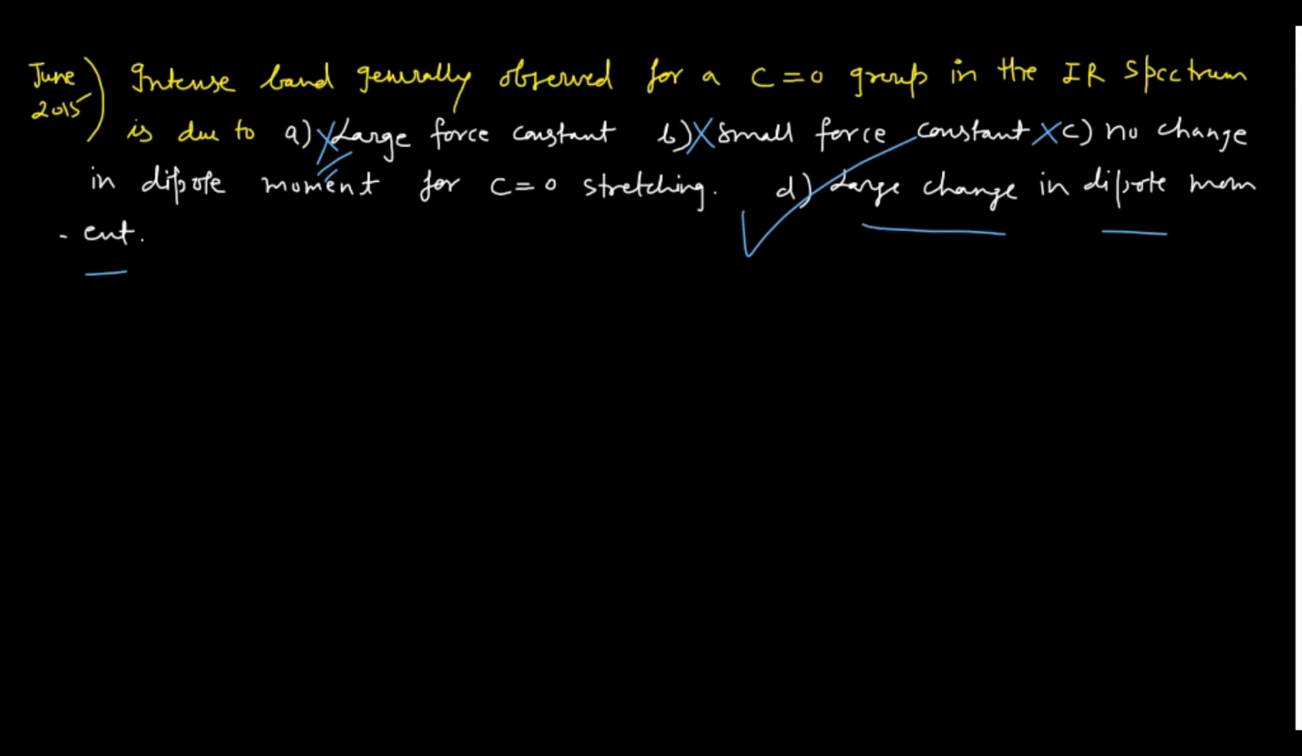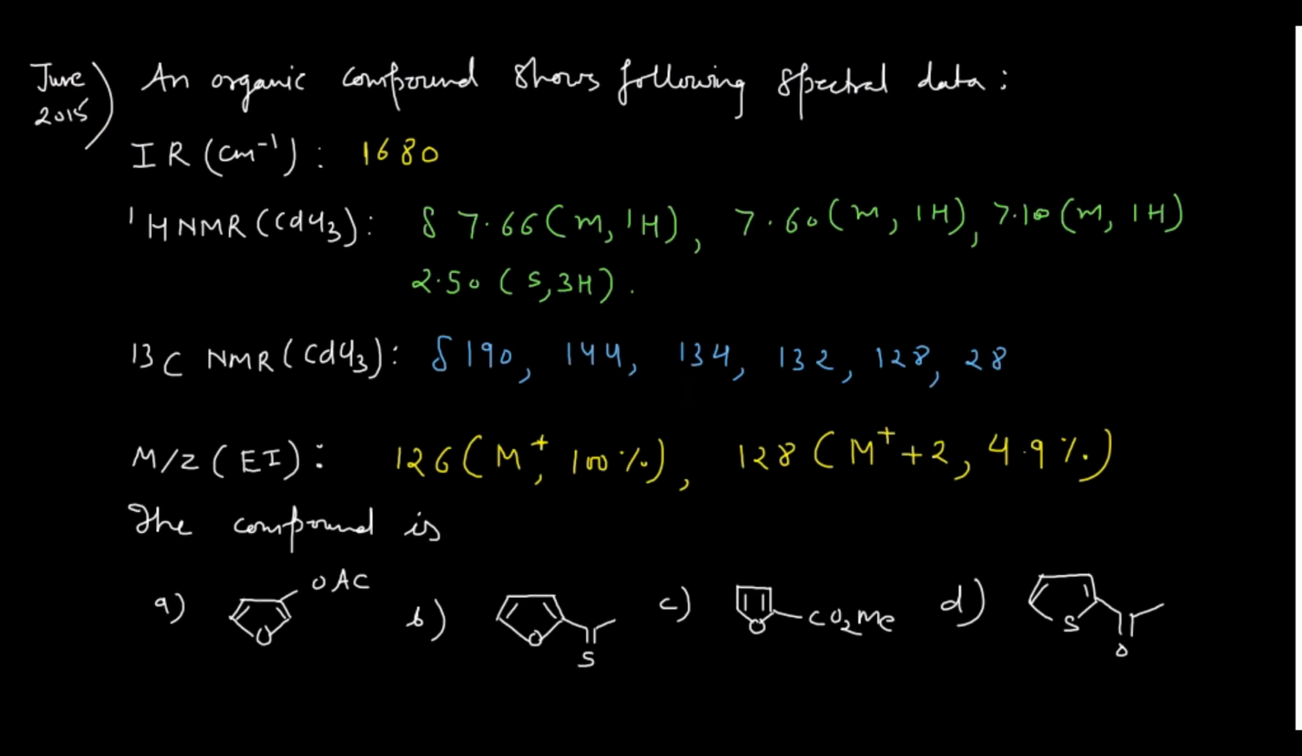Now moving to the next problem. My next problem says an organic compound shows the following spectral data. In the IR spectrum you are getting a peak at 1680 centimeter inverse, which I think is the region of the carbonyl group.